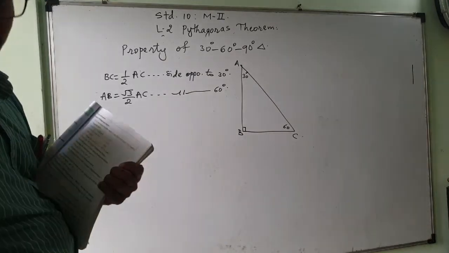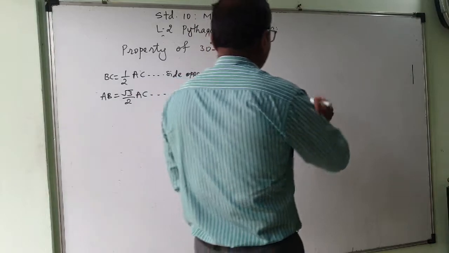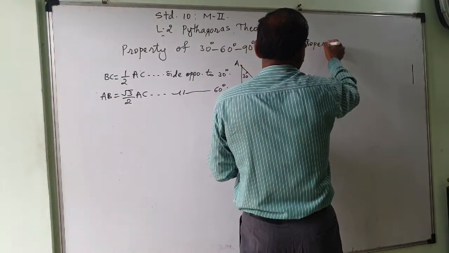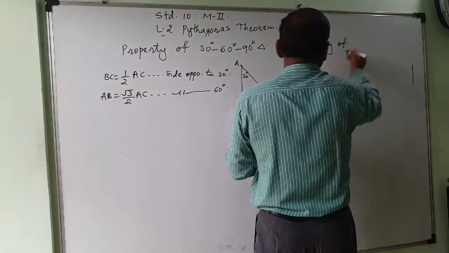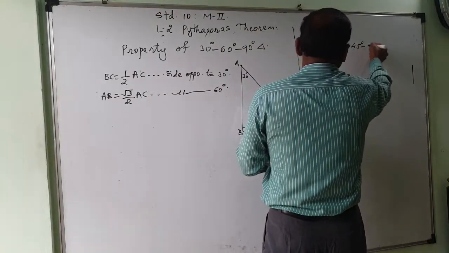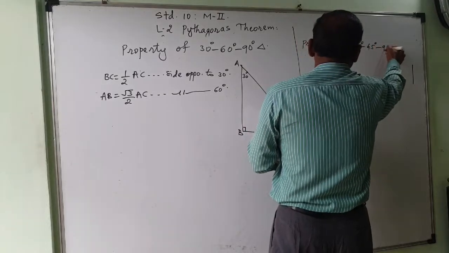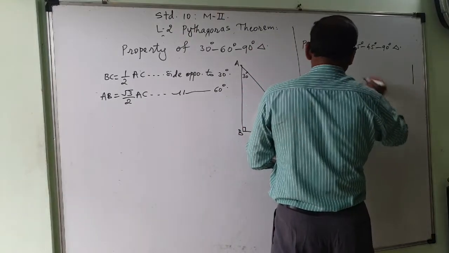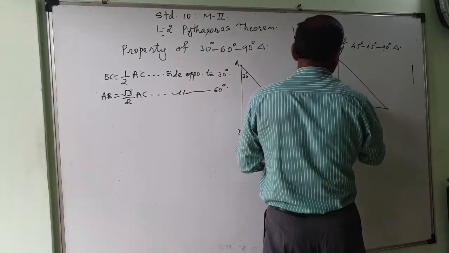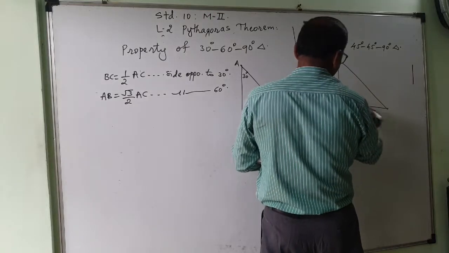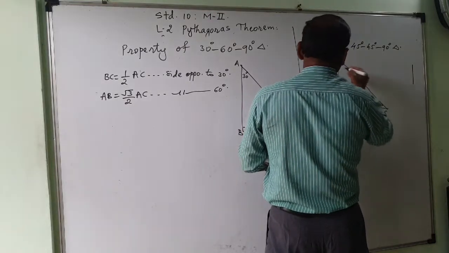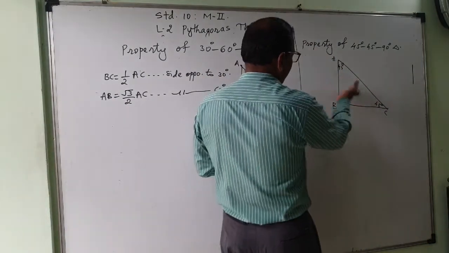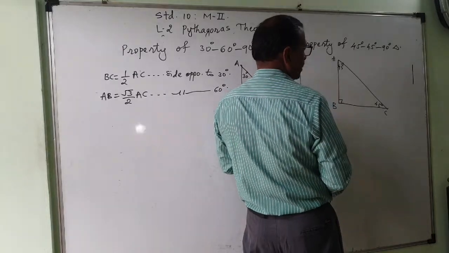Now for the property of the 45 degree, 45 degree, 90 degree triangle. This is 90 degree. This triangle is ABC. This is 45 degree. This will also be 45 degree. And then the side opposite to 45 degree is 1 upon root 2 times the hypotenuse.